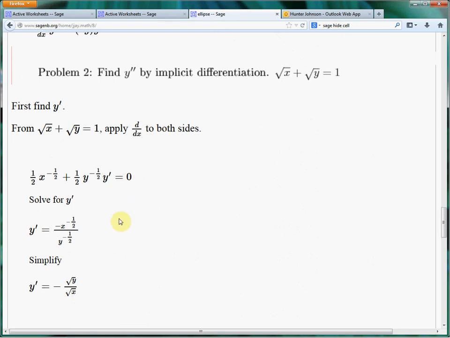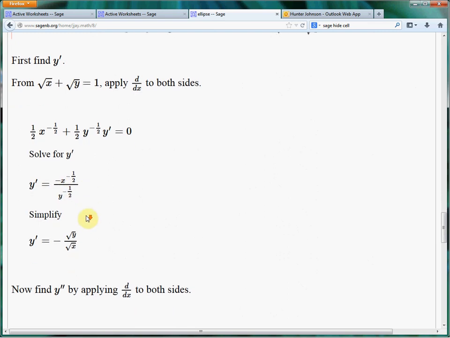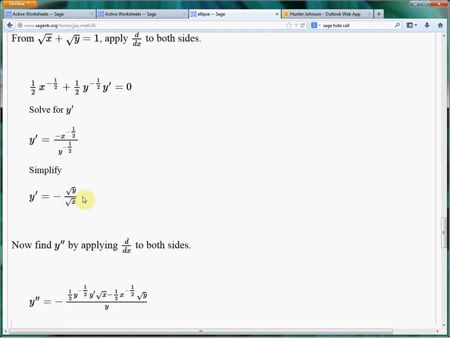Now you have to collect the y primes. I kind of skipped through that part a little bit, but you just move this over to the other side of the equality, which makes it negative, and then you divide both sides by y to the minus 1/2, and the 1/2s cancel each other, so you get this expression, and this simplifies to this. If you want to prove that's true, you can factor the minus 1/2 power out of both pieces here, then get rid of the negative by taking the reciprocal and put it back, and that's where this expression comes from.